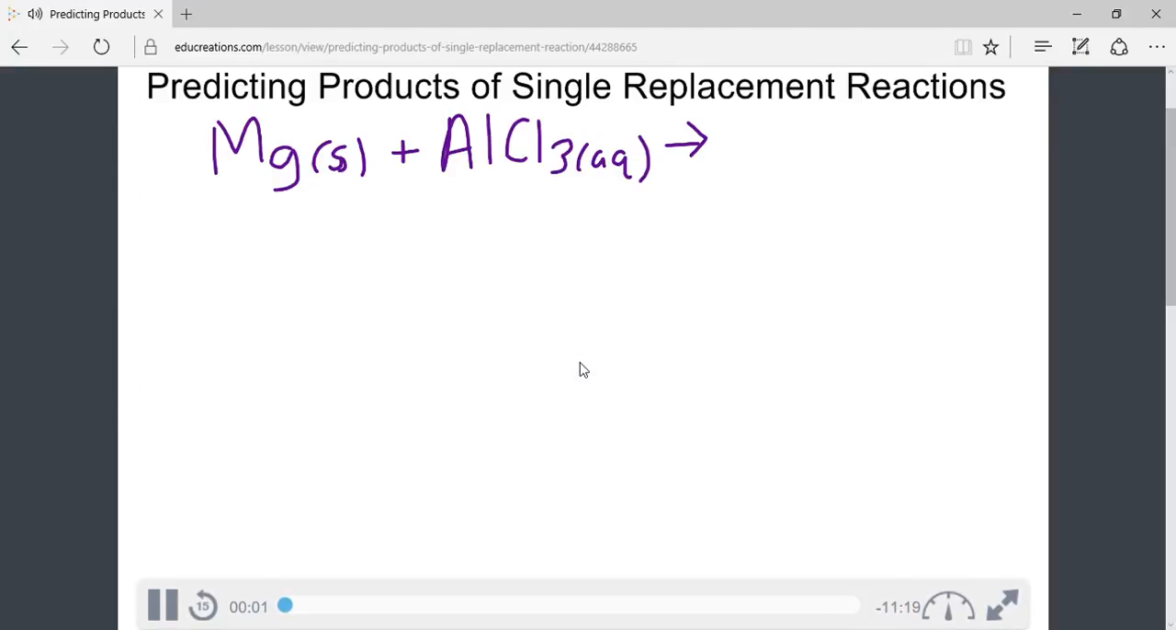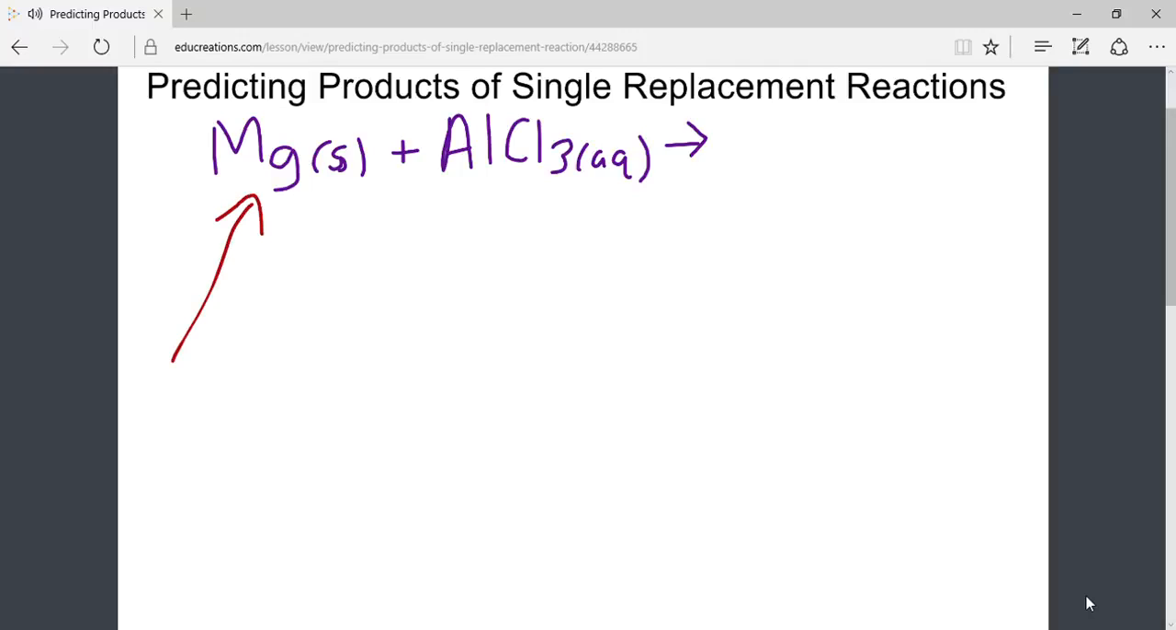This lesson will describe how to predict the products of single replacement reactions. Recall that a single replacement reaction shows an element and a compound as reactants. If a single replacement reaction occurs, it produces a new element and a different compound, however made from the same atoms or ions originally present as reactants.